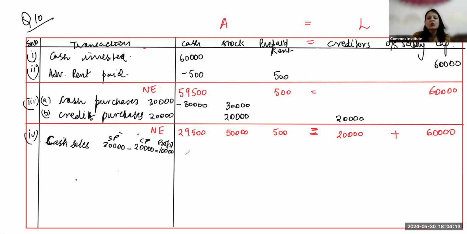So my cash will increase with the selling price, kids. So with the selling price, cash is added by 30,000. Cash is increased. My goods or my stock will go down by 20,000 because I've sold. So my stock is delivered to my customer. And the profit is added to my capital. Okay, so what is the impact of cash sales? With the selling price, my cash will increase. With the cost price, my stock will decrease. And with the profit, my capital will increase, right?